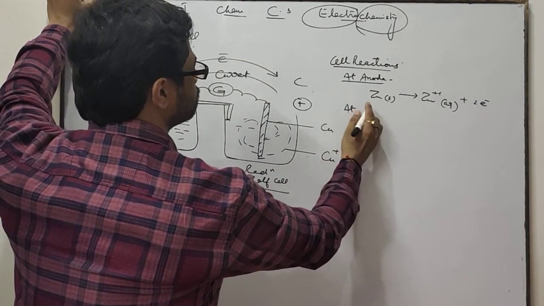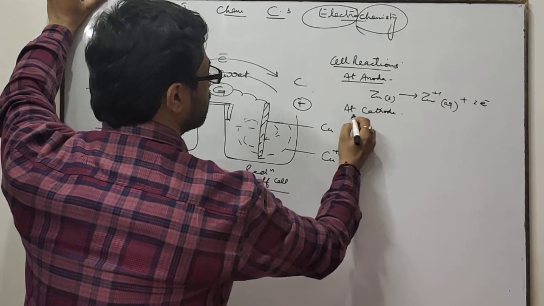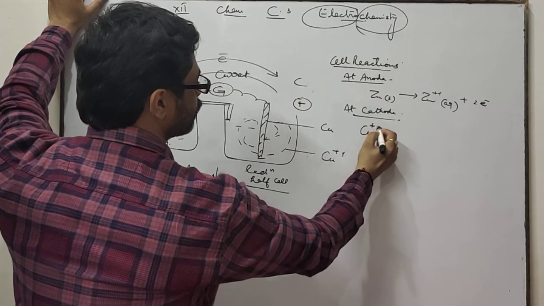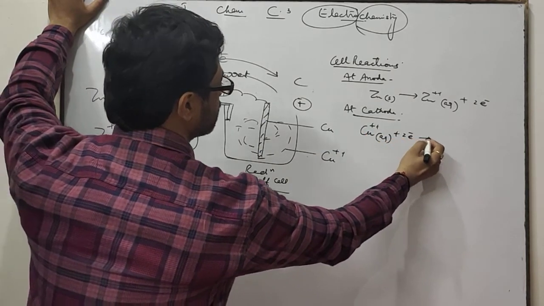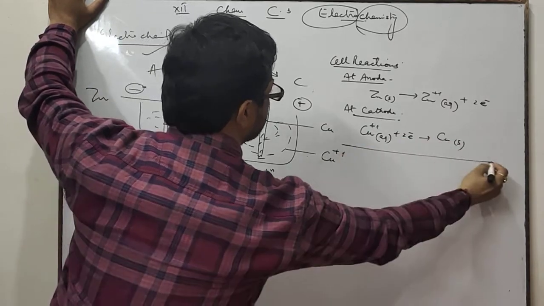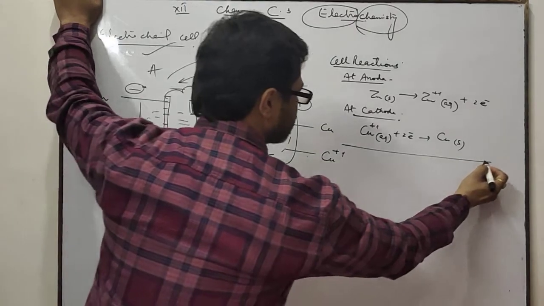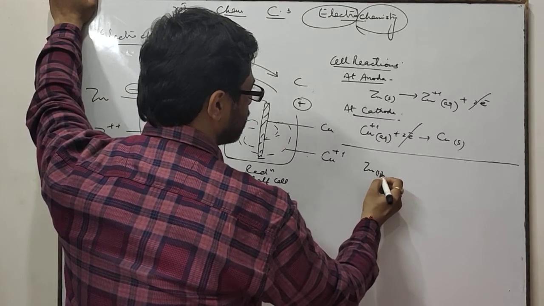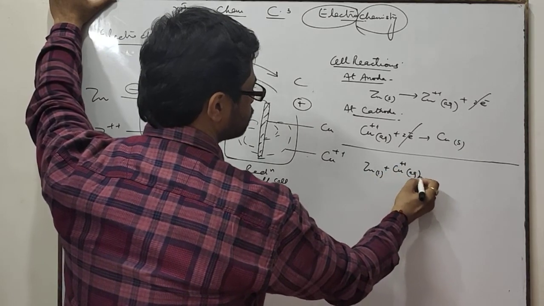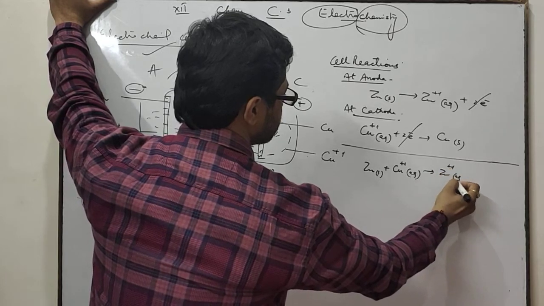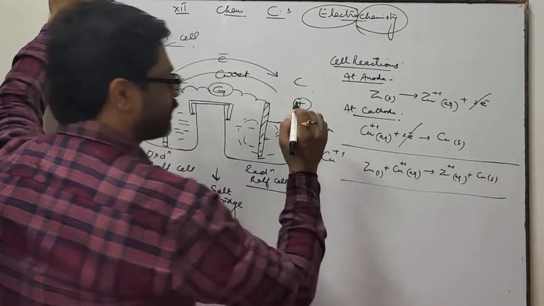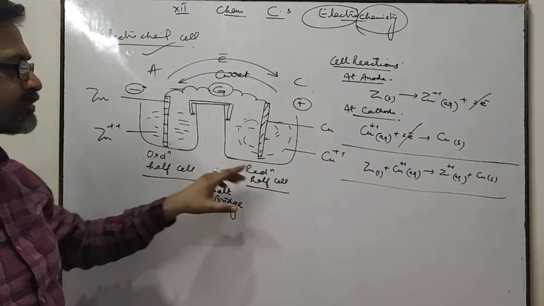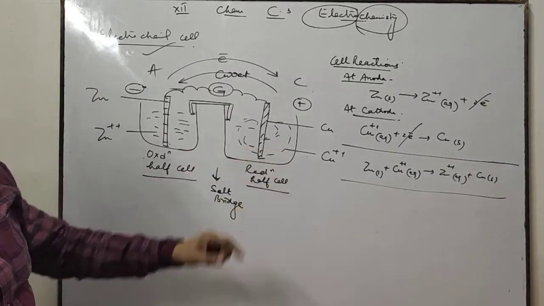At cathode, Cu2+ ion is reduced: Cu2+ aqueous plus 2 electrons gets formed Cu solid. On adding these two half equations, the 2 electrons get cancelled. Zn solid plus Cu2+ aqueous gives Zn2+ aqueous plus Cu solid. This is the complete cell reaction which takes place within this. This is the construction of the cell and this is the cell reaction that takes place within it.